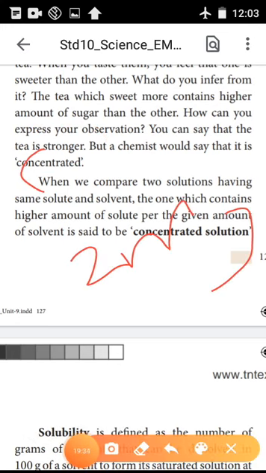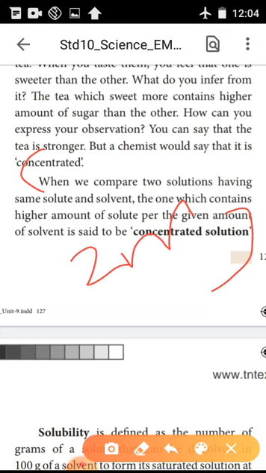Let's see the next paragraph. We have two more questions. What is a concentrated solution? When we compare two solutions having the same solute and solvent, the one which contains a higher amount of solute per the given amount of solvent is said to be a concentrated solution. So a solution containing a higher amount of solute is a concentrated solution.